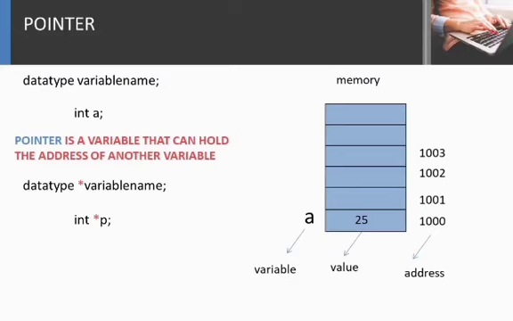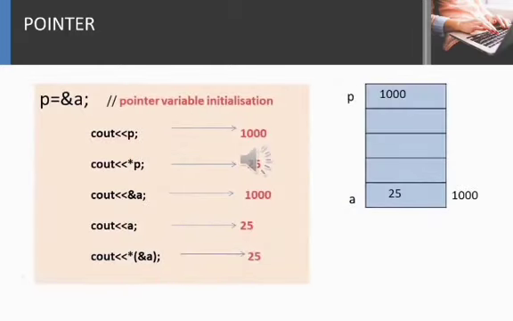So after the declaration of a pointer variable, we have to initialize the variable, right? As I said, it holds the address of another variable. We have to assign the address of one variable to the pointer variable. For this we have to use an equal to operator. On the LHS we write the pointer variable, and on the RHS the address. Address means ampersand. So P equal to ampersand A. If you print P, what will happen? It will print the address of A, right?